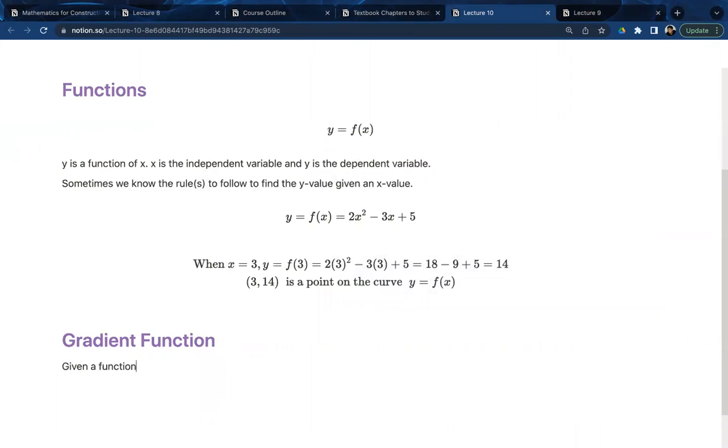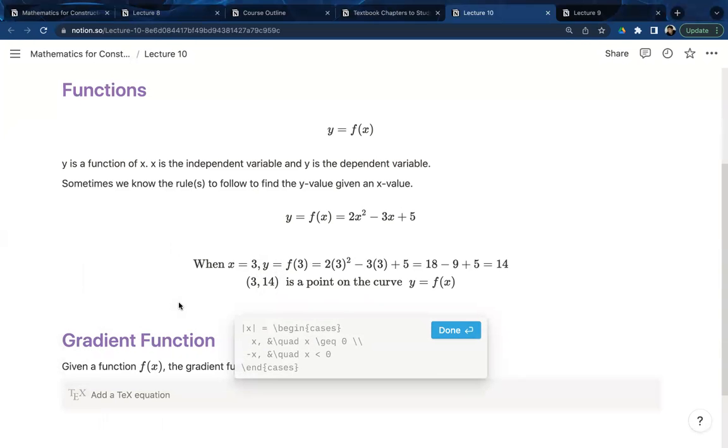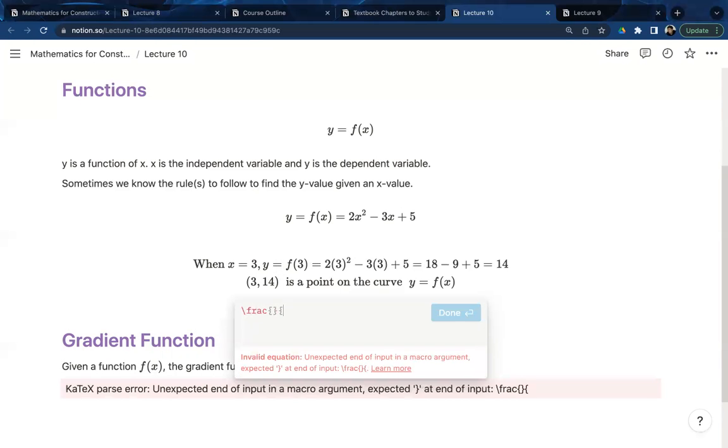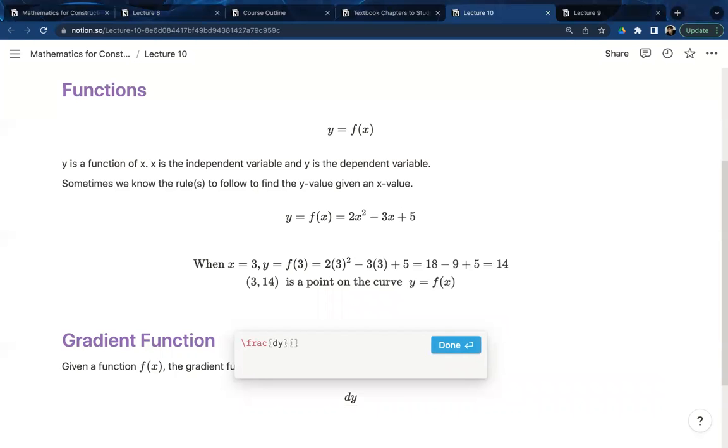Given a function f of x, the gradient function is also a function of x, right? And is given by dy dx.